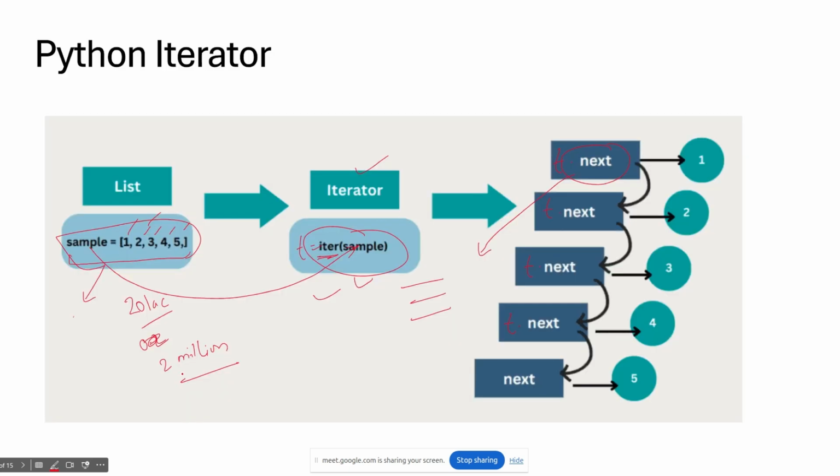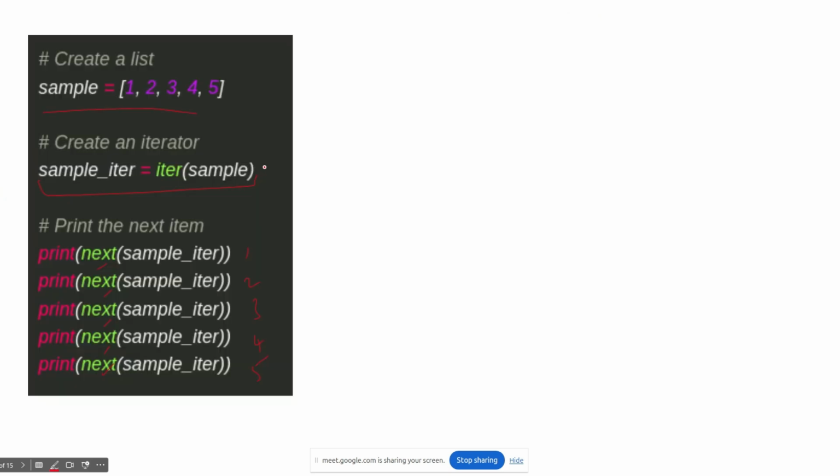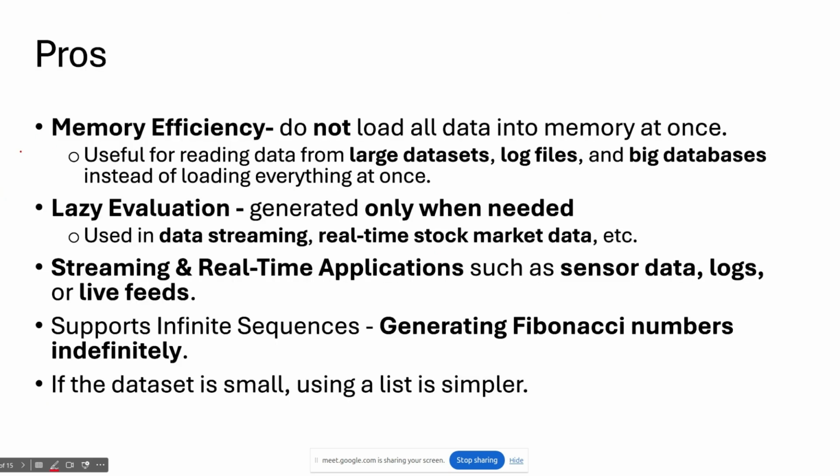Now the question is, again, we understood that these are consuming more memory compared to an iterator. That is why we are using iterators. There are other examples also. There are other advantages also, right? First is memory efficiency. If you have a large database or dataset or log files or big databases, instead of reading the whole file or whole table, you will read them one by one, record by record. So you don't need to load all the data.